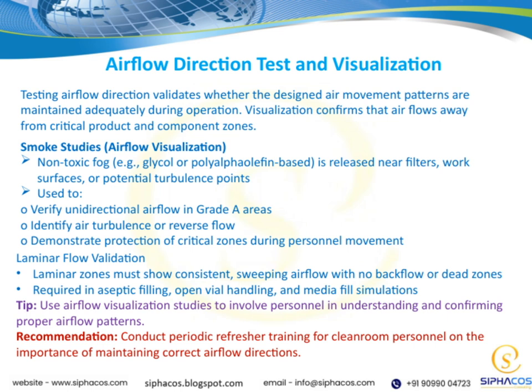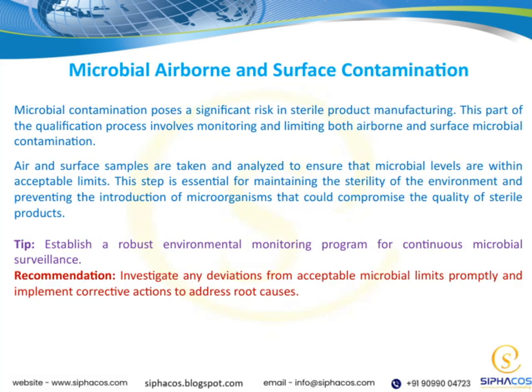airflow during everyday operations. Microbial contamination is a major concern when it comes to manufacturing sterile products. In this part of the qualification process, we focus on monitoring and controlling both airborne and surface microbial contamination to ensure safety and quality. We take air and surface samples regularly and analyze them to make sure microbial levels stay within acceptable limits. This step is crucial because it helps us maintain a sterile environment and prevents microorganisms from contaminating the products, which could compromise their safety and effectiveness.